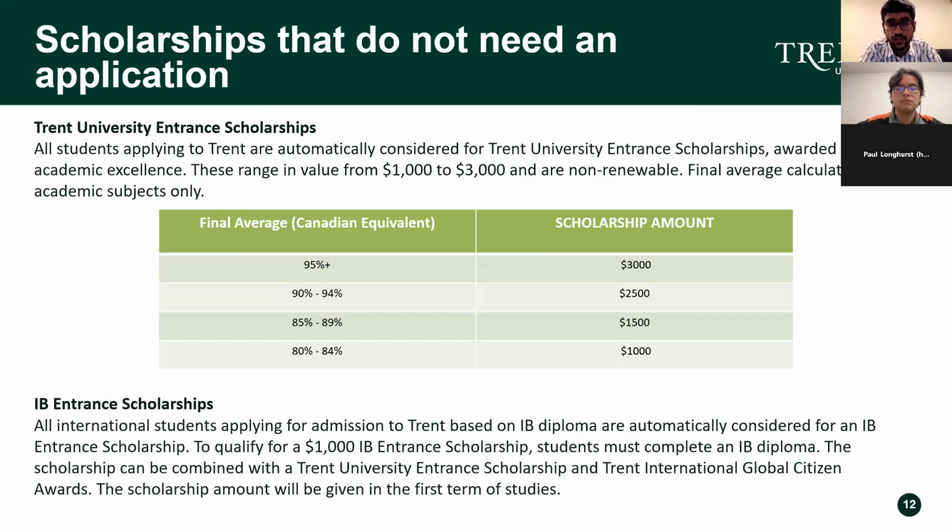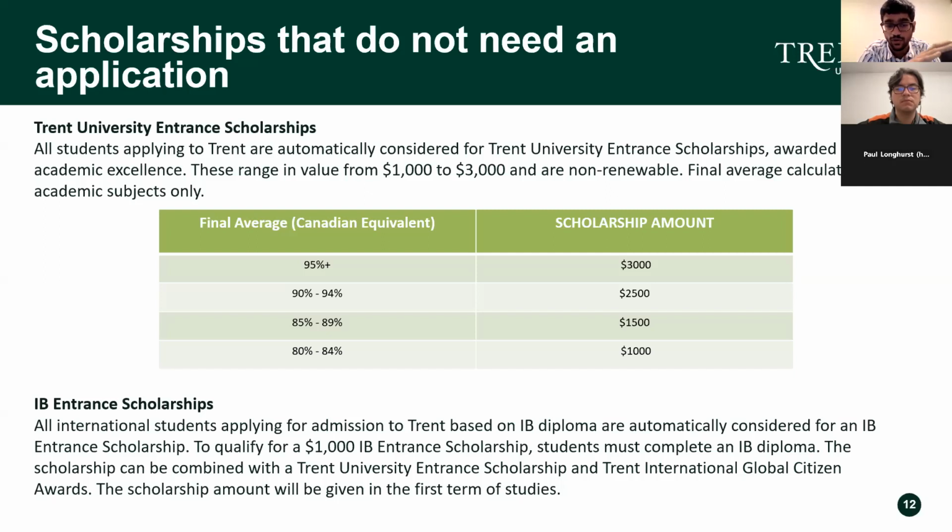Talking about the scholarships that do not need an application, we have 2 kinds of scholarships in this category. One is the Trent University entrance scholarships, and second is the IB entrance scholarships. The good thing about the entrance scholarships is, let's say you have a grade over 80% in the Canadian equivalent. It's guaranteed that you will get the scholarship if you have a grade over 80% when it's converted into a Canadian equivalent.